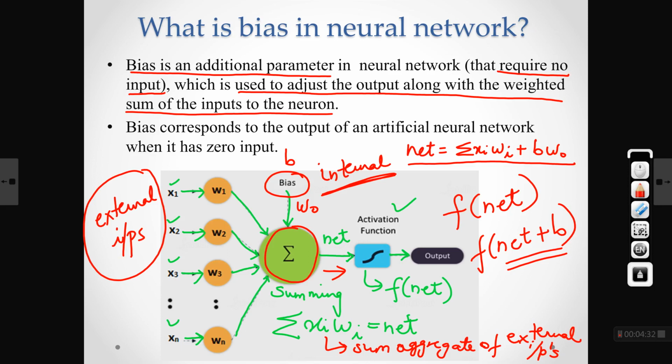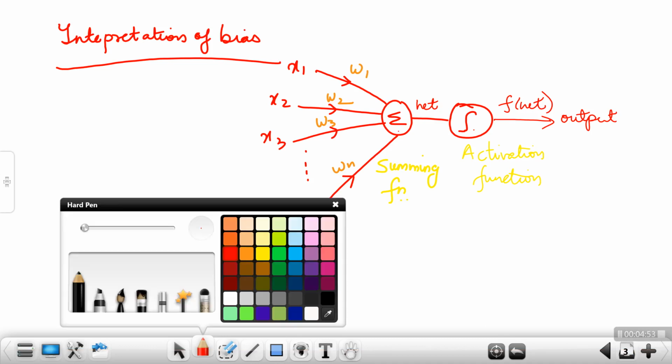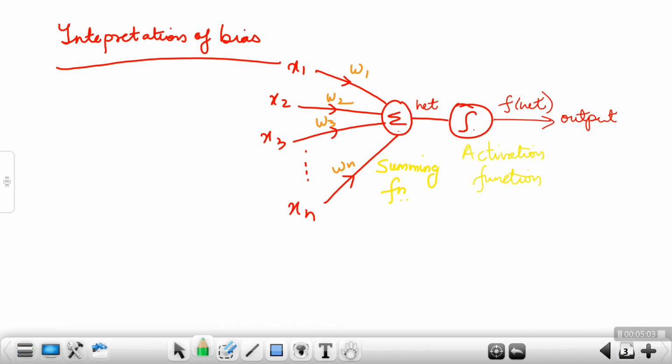I will just explain this to you. Consider this neural network with n inputs and weights w1, w2 till wn. At this point we calculate the net, and then the activation function produces f of net. This is a simple neural network. You have all studied gates and so on. Here we have been considering the net, which is the summation of i equal to 1 to n of xi wi.